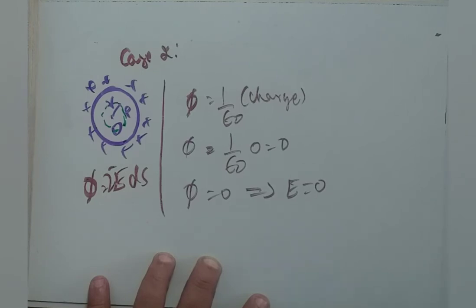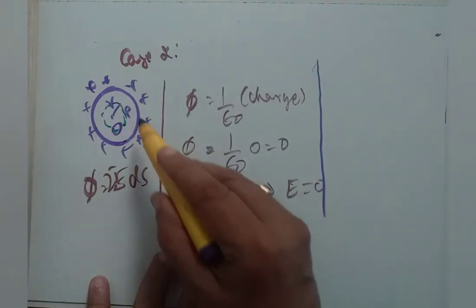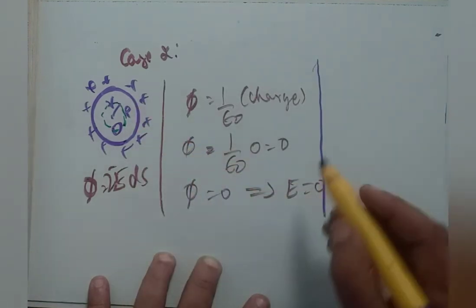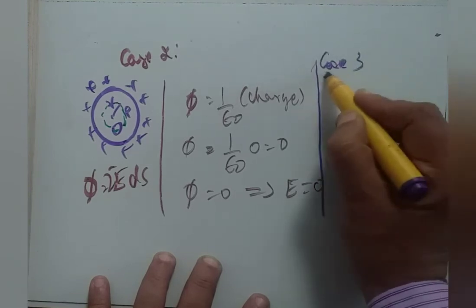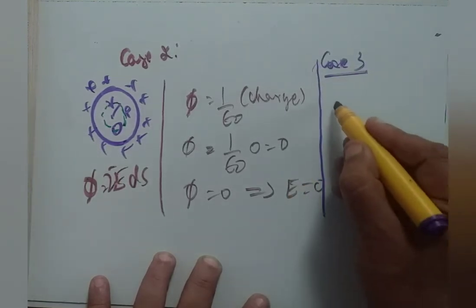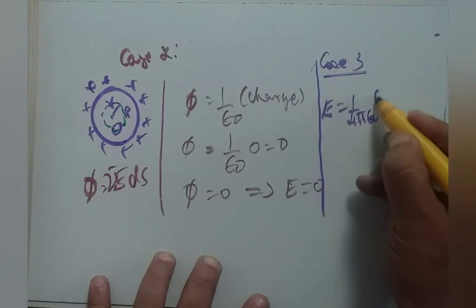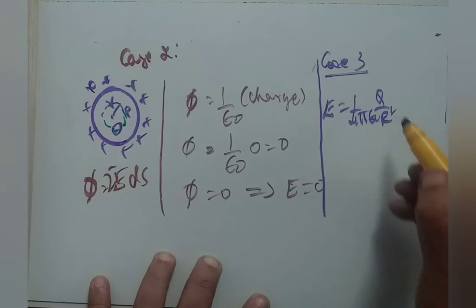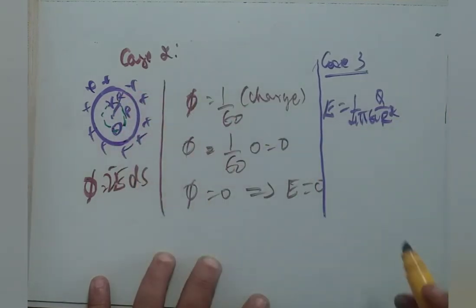So this is the second case. And the third case is also there. What is the electric field intensity on the surface of the conductor? We don't prove that. We simply take case 3. Electric field intensity on the surface of the conductor is maximum and it is equal to 1 by 4 pi epsilon naught q by r square, where r is the radius of the conducting sphere, as we said.